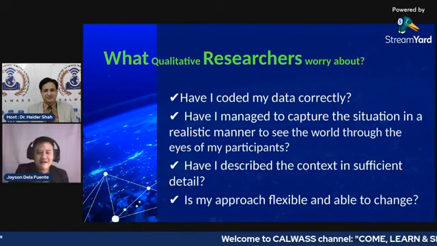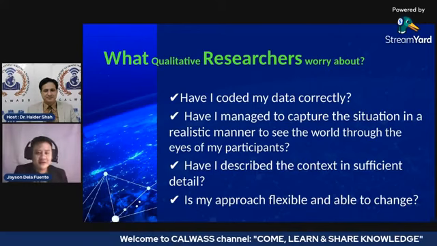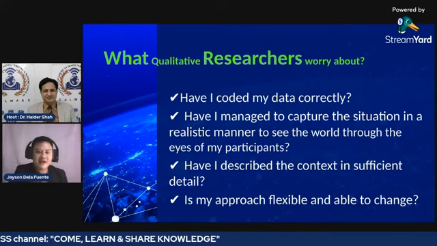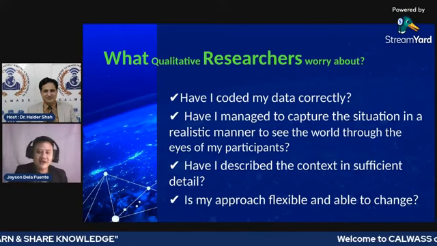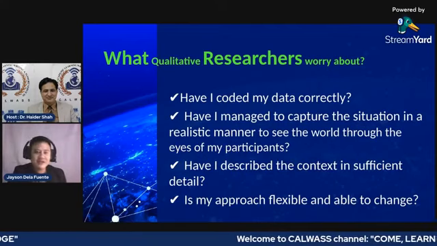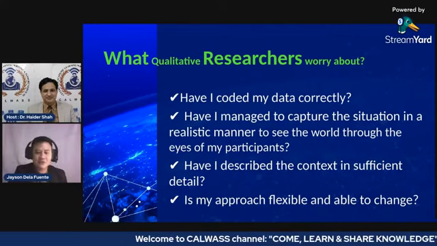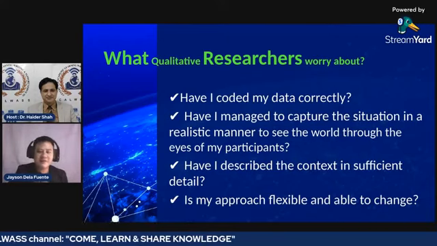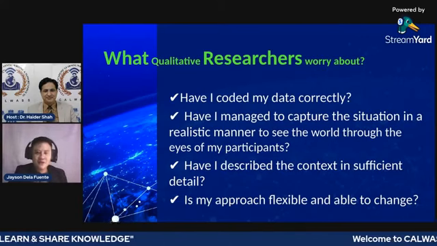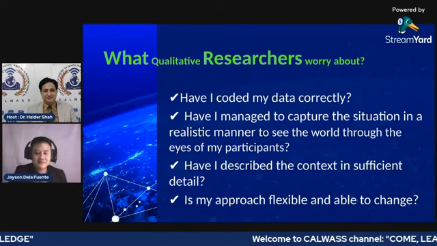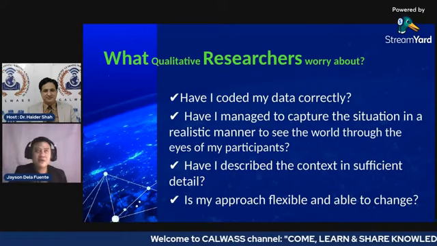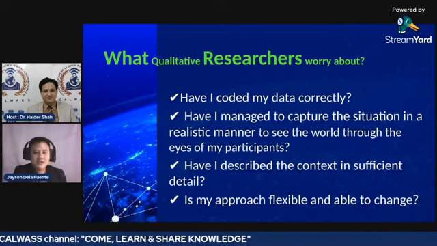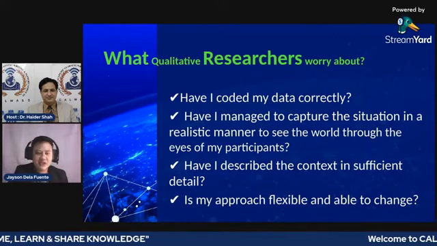But there are worries. Researchers have worries about qualitative research. They might ask, have I coded my data correctly? You might ask yourselves, have I managed to capture the situation in a realistic manner, to see the world through the eyes of my participants? Because in the interview, as a researcher, you must have a technique on how to capture certain unique experiences shared to you by our participants.